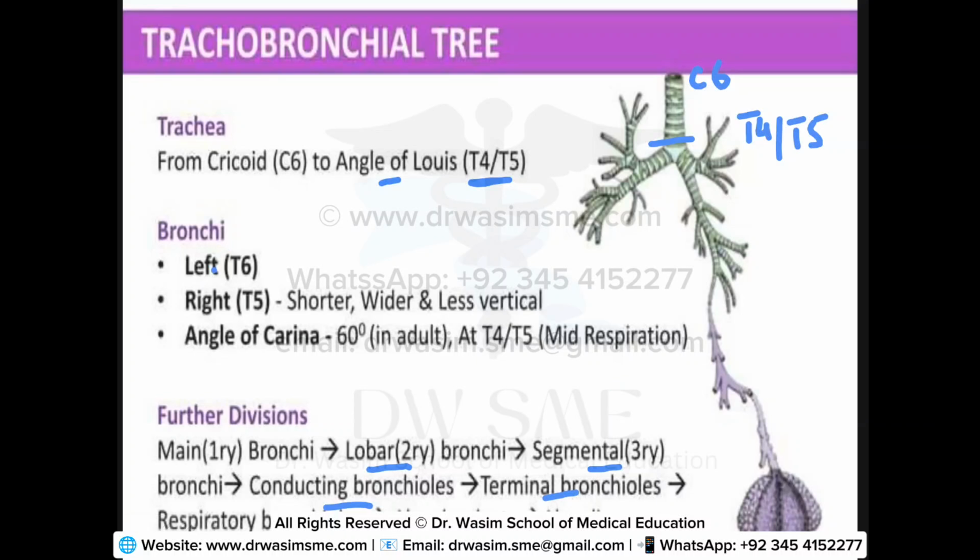Now, regarding the bronchi, their level is very important. On the left we have T6, on the right we have T5. An important clinical correlate with the right-sided bronchus is that it is shorter, wider, and less vertical, so any foreign body which comes inside is going to go more on the right side. Regarding the angle of the carina, it is 60 degrees in adults, and it is present at the level of T4 and T5 in mid respiration.